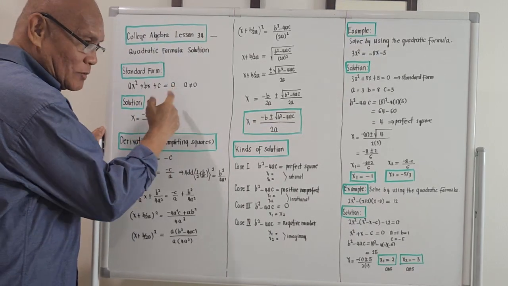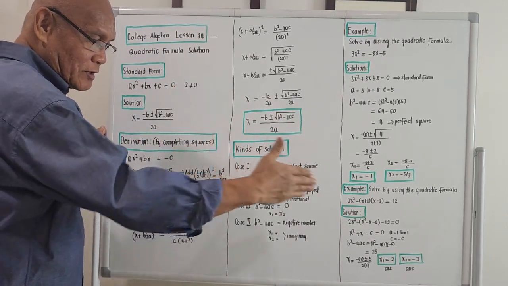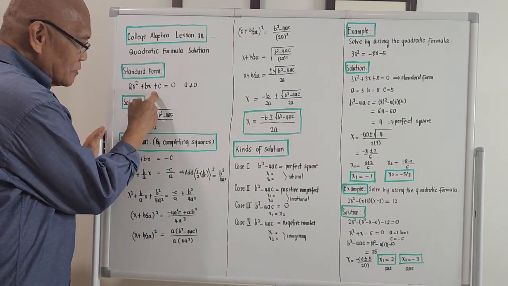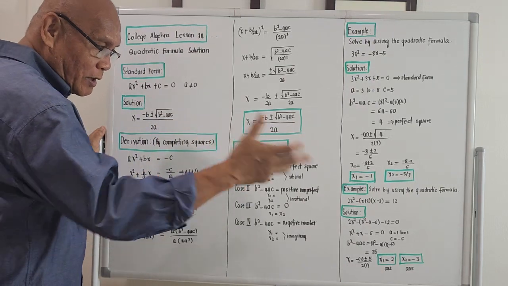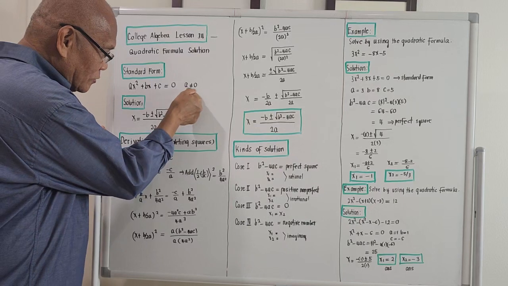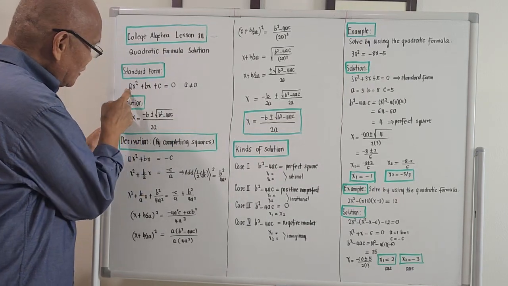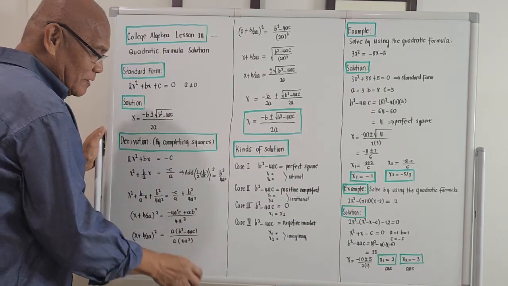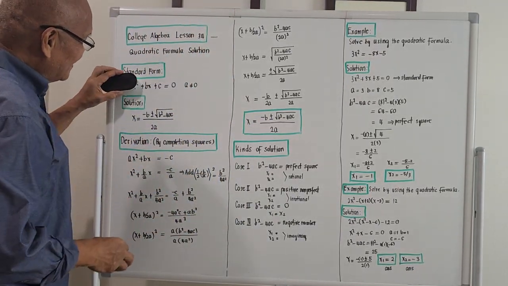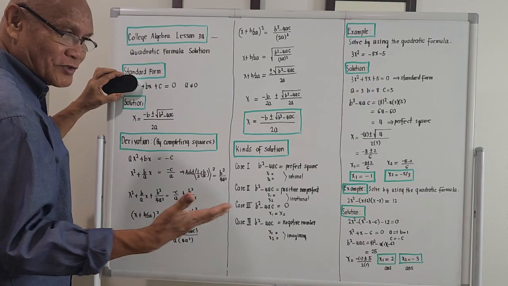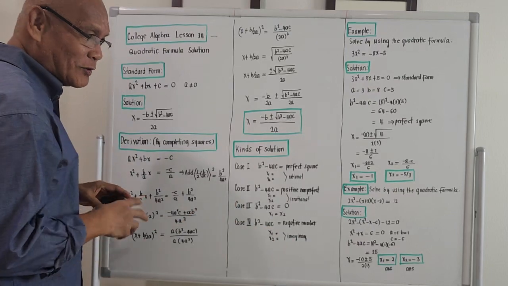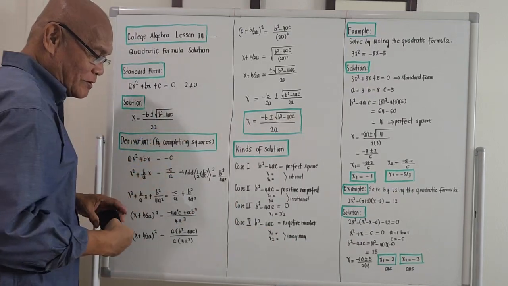The right hand side should be equal to 0. There's nothing on the right hand side. And still, with the given condition, a, b, and c are all real numbers. Another condition is that a is not equal to 0, because if a is equal to 0, we got a problem. The equation is not quadratic, it's just linear. So for it to become a quadratic equation, a should not be equal to 0.